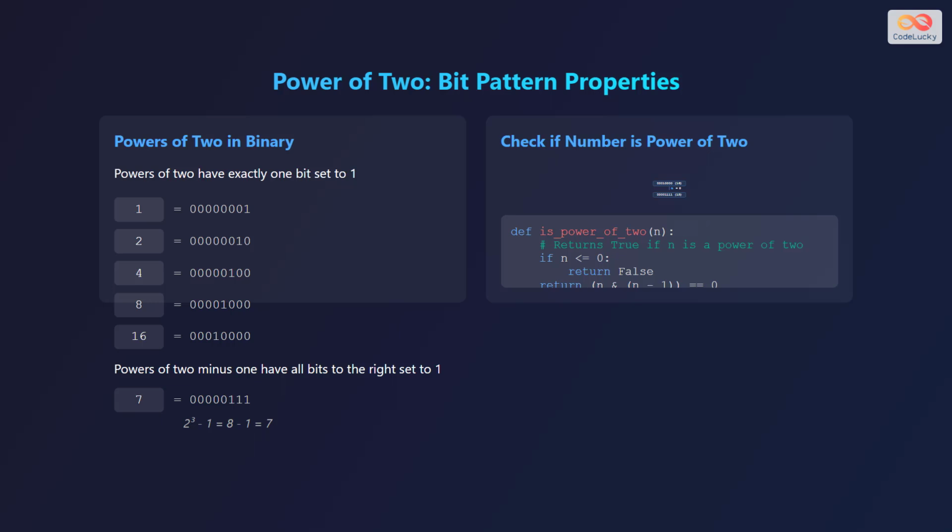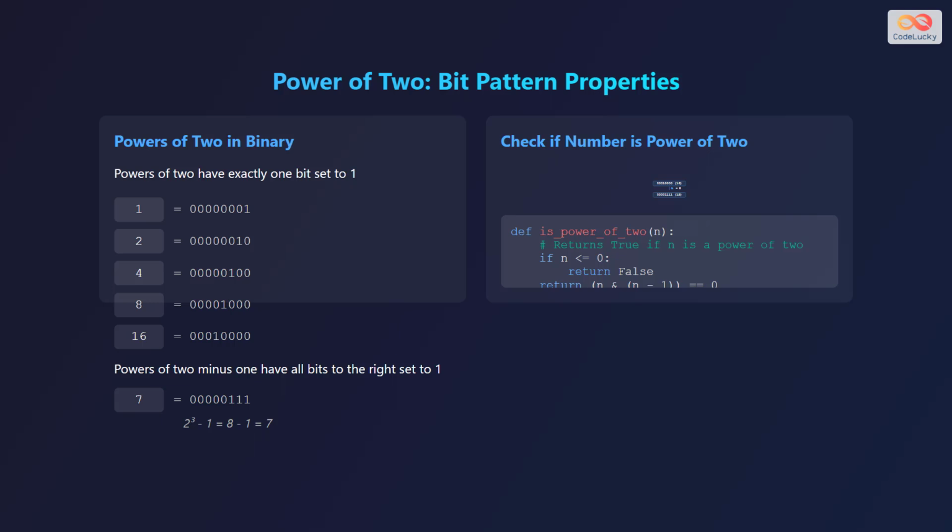Let's discuss powers of 2 and their bit pattern properties. Powers of 2 have exactly one bit set to 1. Examples include 1, 2, 4, 8, and 16. Powers of 2 minus 1 have all bits to the right set to 1. For example, 2 to the power of 3 minus 1 equals 8 minus 1 equals 7. The binary representation of 7 is 00000111.